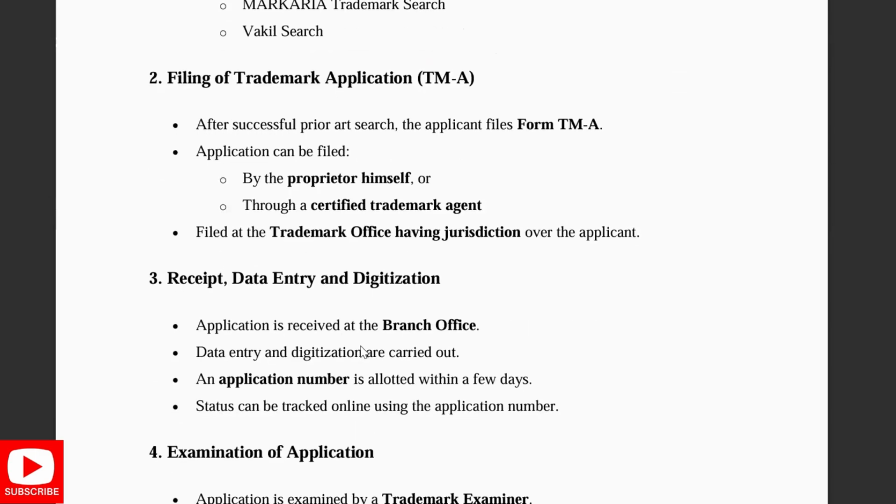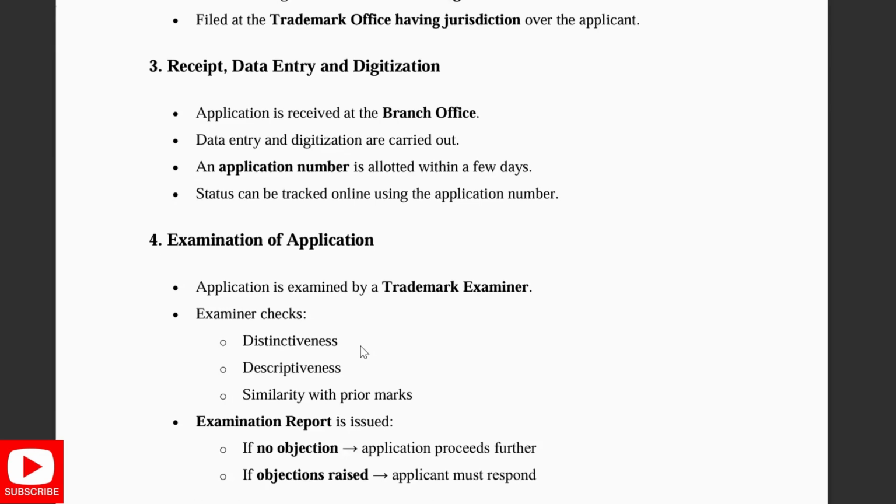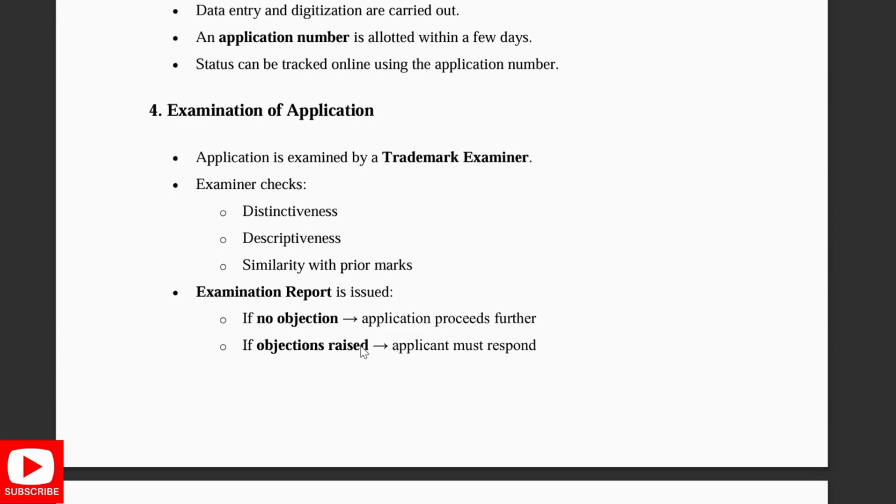Then filing of the trademark application, that is Form TM-A. After a successful prior art search, the application should be filed in Form TM-A. The application can be filed by the proprietor himself or through a registered trademark agent. It is filed at the trademark office having jurisdiction over the applicant. Next comes receipt, data entry and digitalization. Here the application is received at the branch office, data entry and digitalization are carried out, and an application number is allotted within a few days. The status can be tracked online using that application number only.